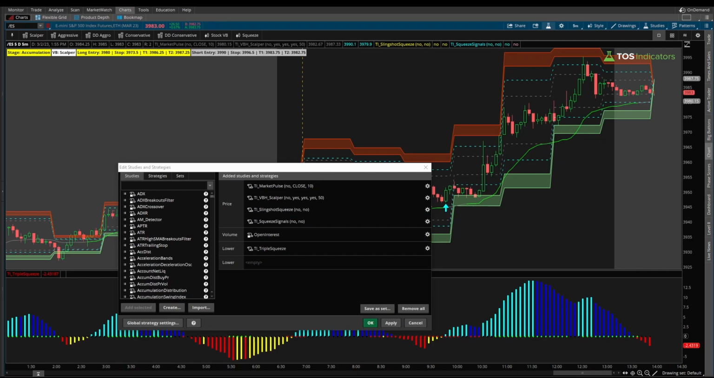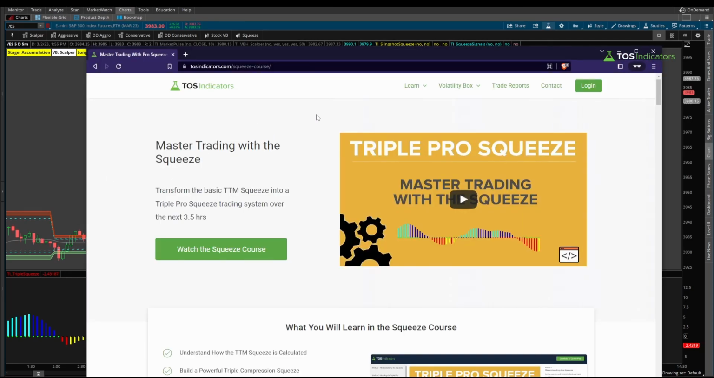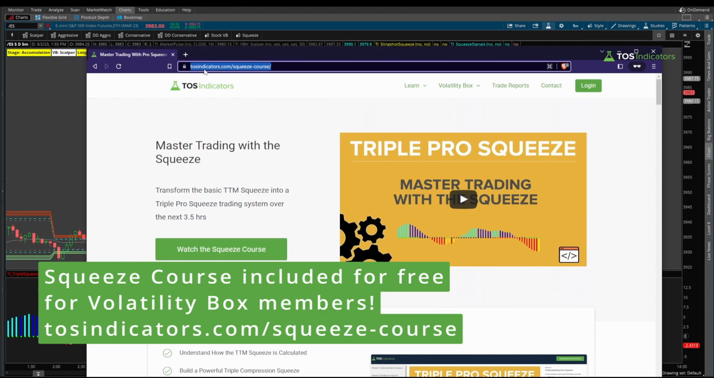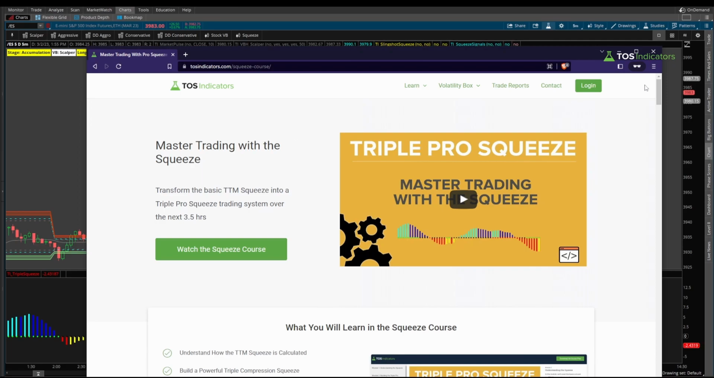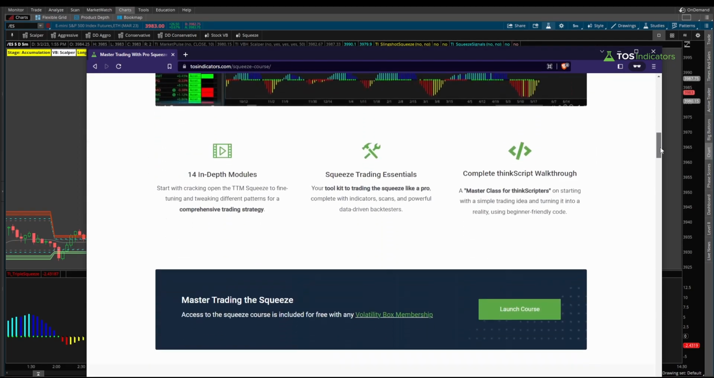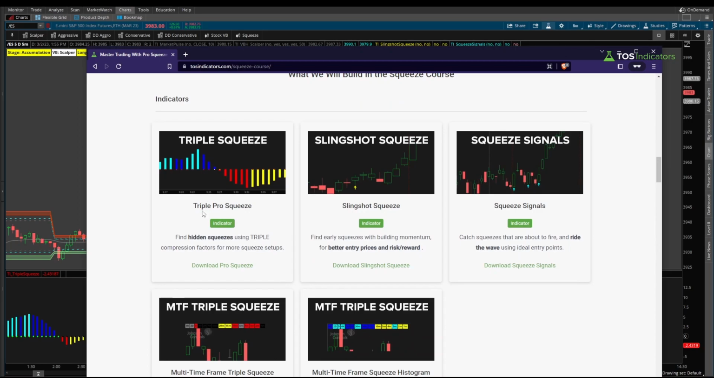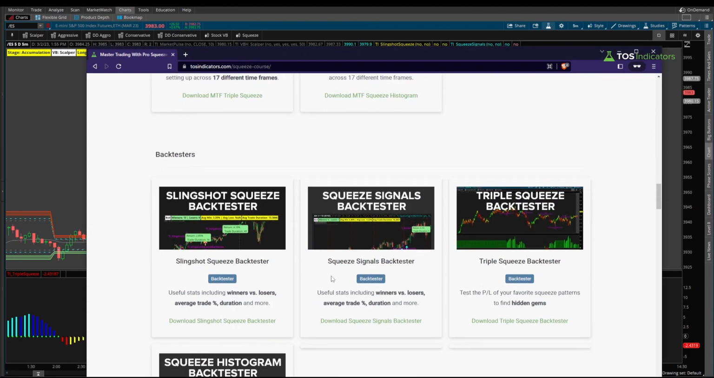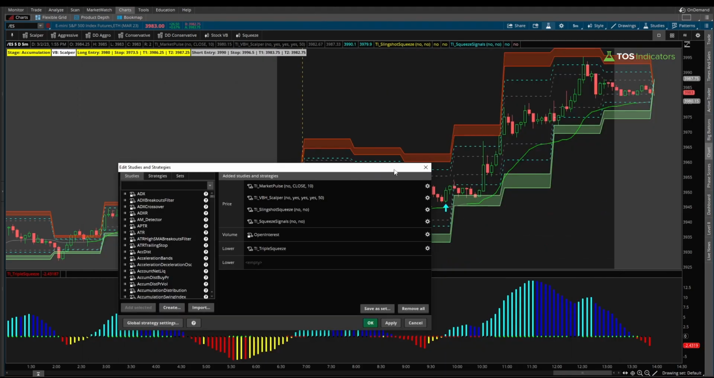For all Volatility Box members, you can download the squeeze arrows for free from our website. That's tosindicators.com/squeeze-course. The squeeze course is included for free with your membership. That includes all of these indicators, including the triple squeeze, which is this squeeze right down here, along with the slingshot squeeze and squeeze signal arrows, which we'll discuss, and each one of their backtesters, which we'll be using one in today's video. So be sure to download those tools and follow along so you can test this setup in a little bit more detail.